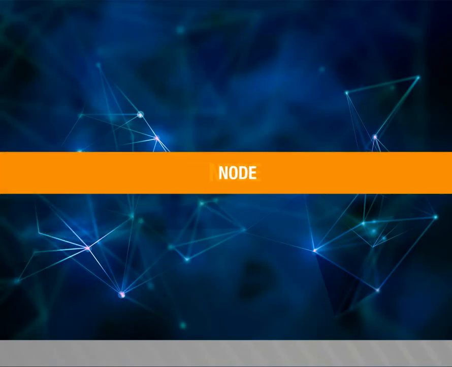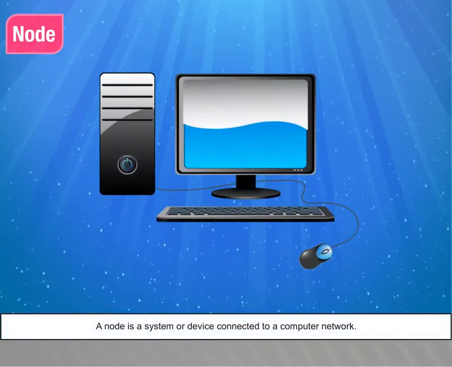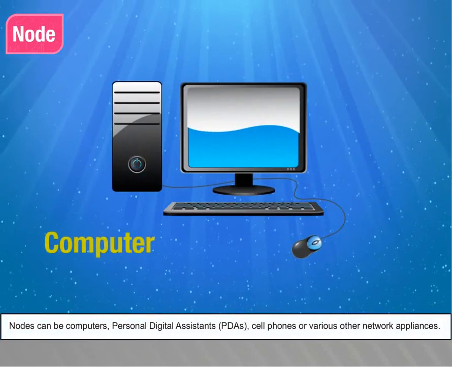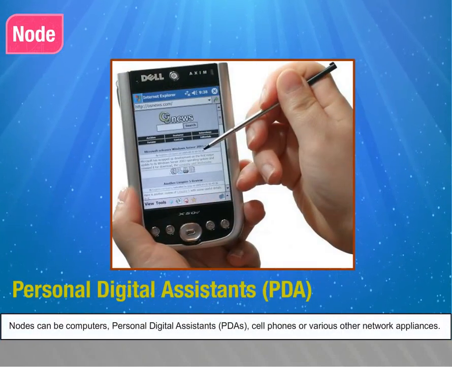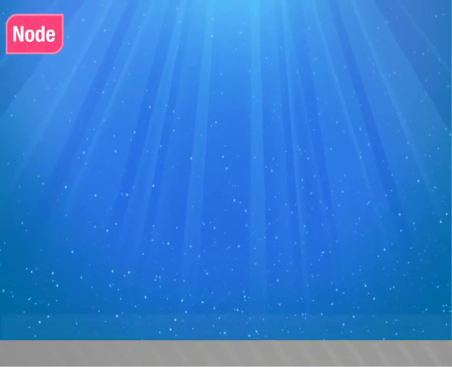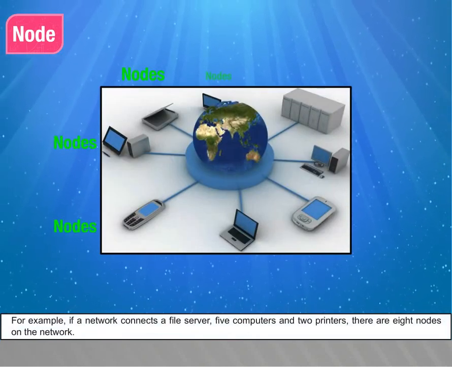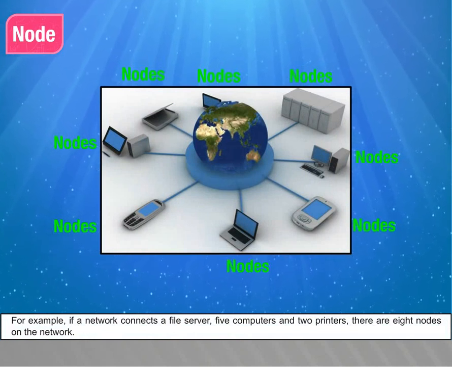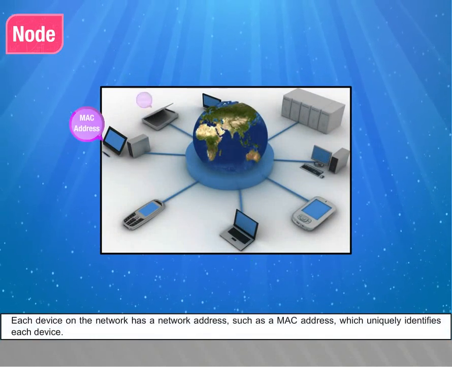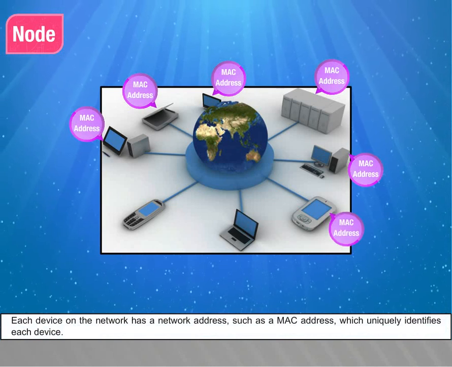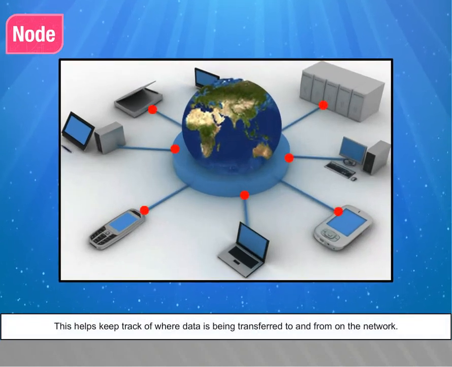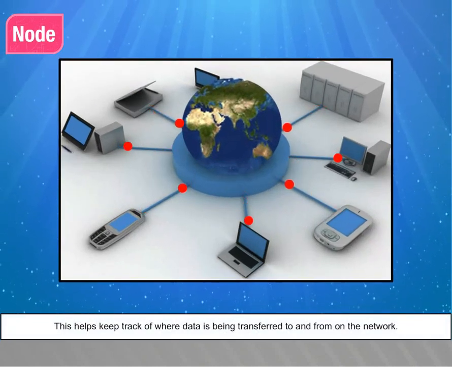Node. In this video, we are going to see about node. A node is a system or device connected to a computer network. Nodes can be computers, personal data assistants, that is PDAs, cell phones, or various other network appliances. For example, if a network connects a file server, 5 computers, and 2 printers, there are 8 nodes on the network. Each device on the network has a network address, such as a MAC address, which uniquely identifies each device. This helps keep track of where data is being transferred to and from on the network.